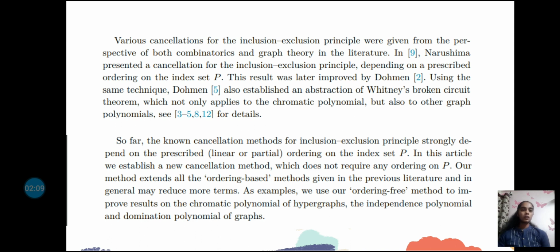Narushima presented a cancellation for the inclusion-exclusion principle depending on a prescribed ordering on the index set P. This result was later improved by Dohmen. Using the same technique, Dohmen also established an abstraction of Whitney's broken circuit theorem, which applies not only to the chromatic polynomial but also to other graph polynomials.